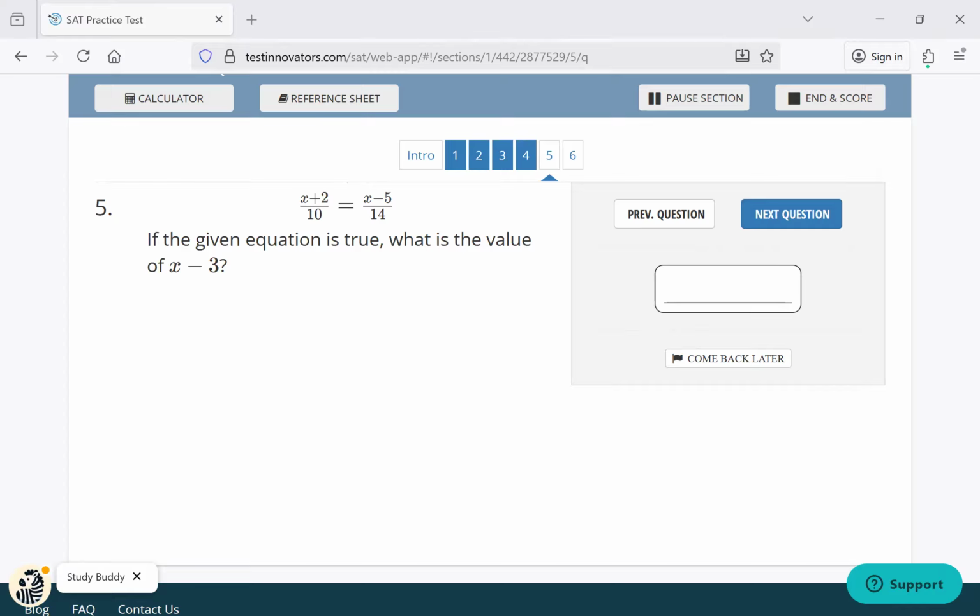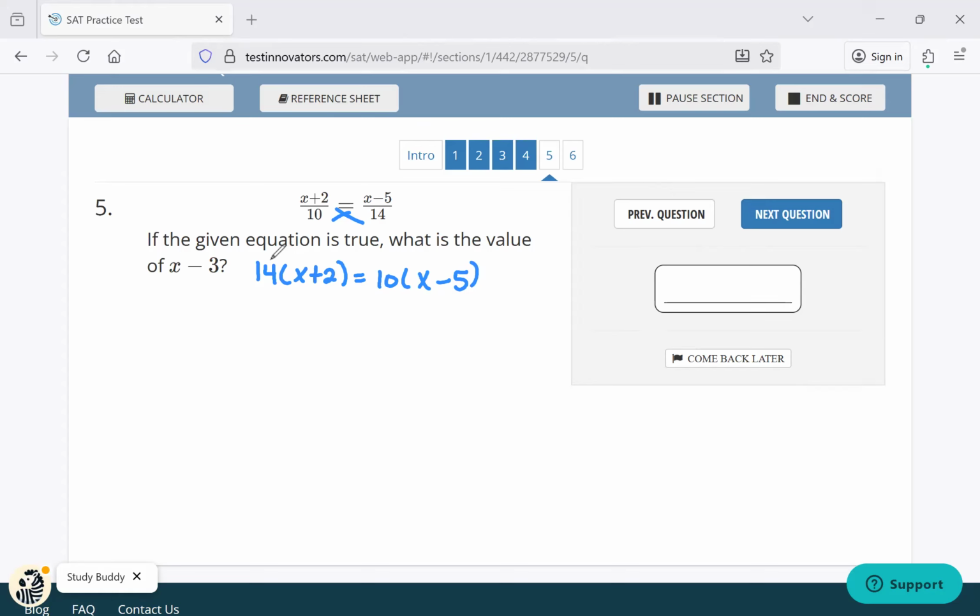So let's do that. Let's cross multiply. Or you can get rid of the fraction by multiplying by the LCD. I don't want to do that because I don't want to find the LCD right now. So I'm going to cross multiply. So it's going to be 14 times x plus 2 equals 10 times x minus 5.